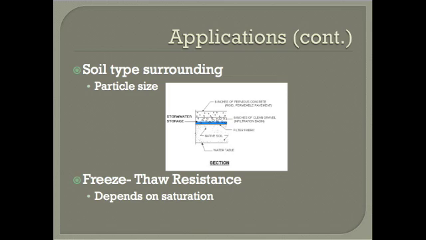When deciding whether or not pervious concrete would work for your application, careful attention must be paid to the surrounding soil type. This includes the permeability and the particle size, especially with the thought of clogging and freeze-thaw resistance in mind. Freeze-thaw resistance depends on the saturation of the pervious profile. When water freezes, it expands. And if there's water trapped in the profile and it freezes, then the expansion can break apart the pervious section.